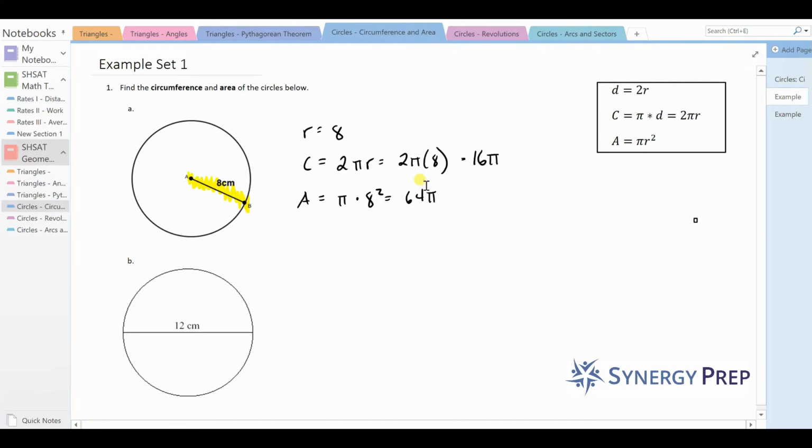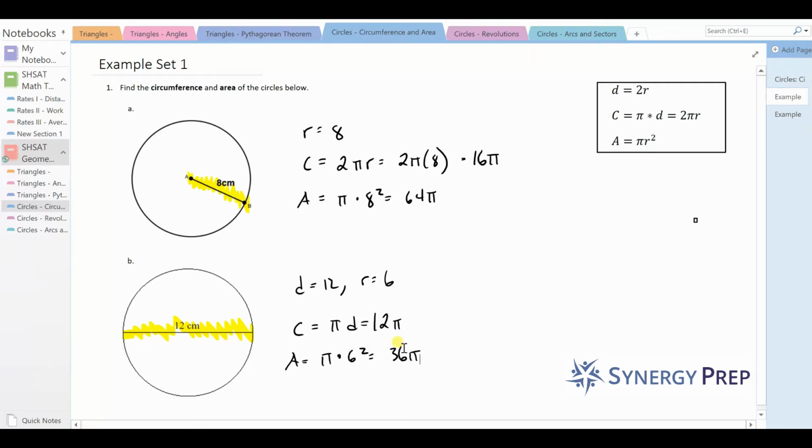Second example, we have the diameter as 12. So diameter is 12. To find the area, remember, you need to have the radius. So let's just solve for the radius, right? And the radius would be, that's right, it's 6. So circumference, we can use either one. I'm just going to do pi d, right? So it gives you 12 pi. Find the area, it's going to be pi times 6 squared, or 36 pi.